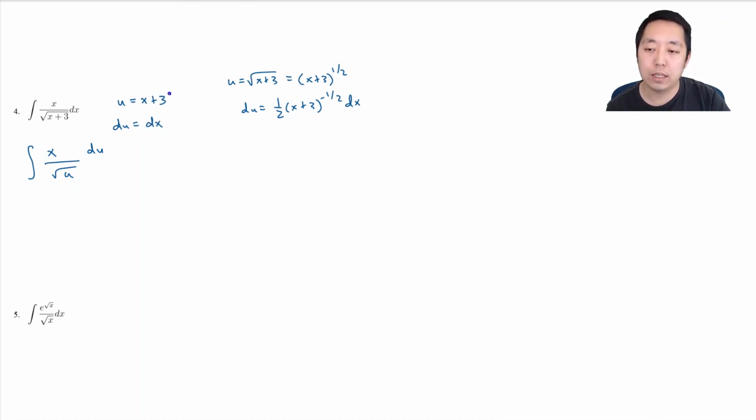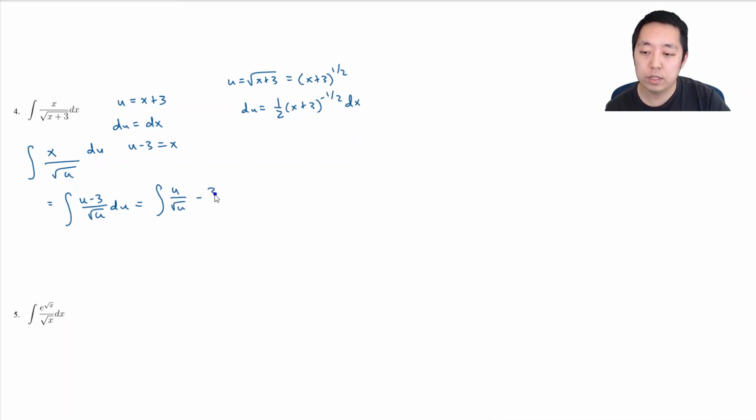I have to look back at this expression and ask, can I solve for x? Well, I can make u minus 3 equal to x, right? And so then I could replace this with the integral of u minus 3 over the square root of u du. Now you might think, well, that's not necessarily any better, but now I can do some algebra to split this. And if I think about u over square root of u, that's square root of u. And then I can put these into power rules.